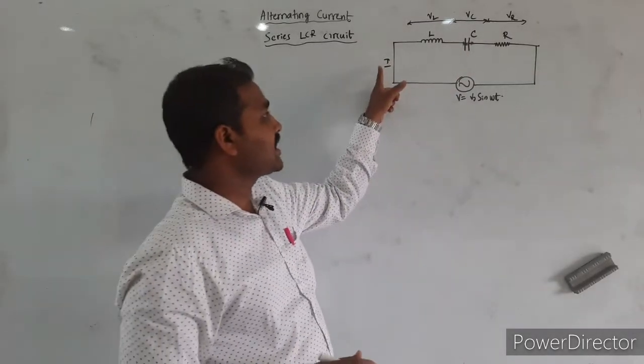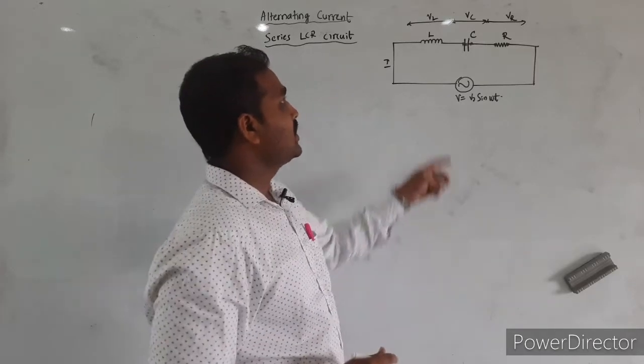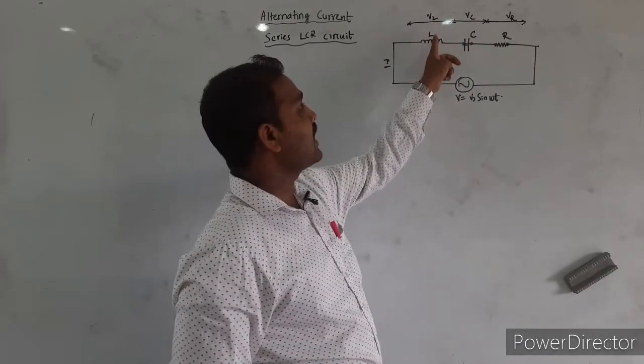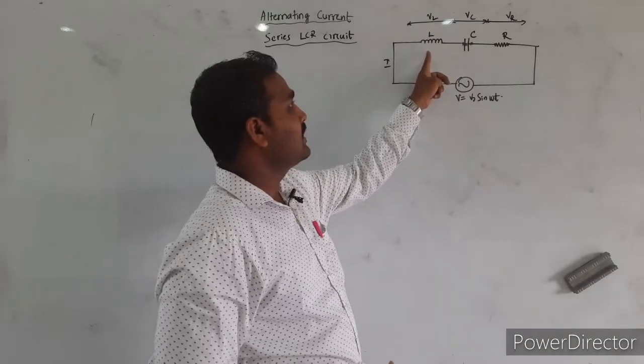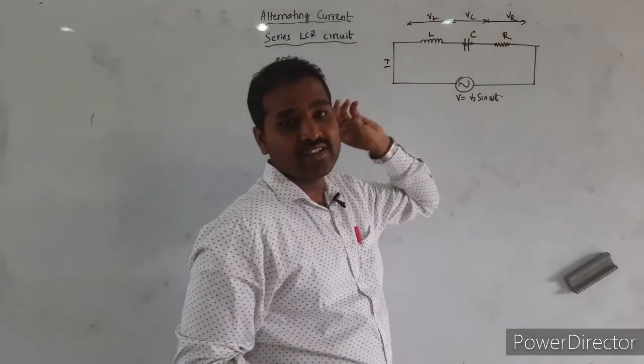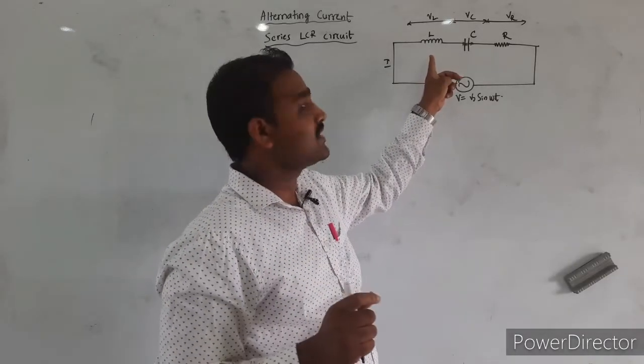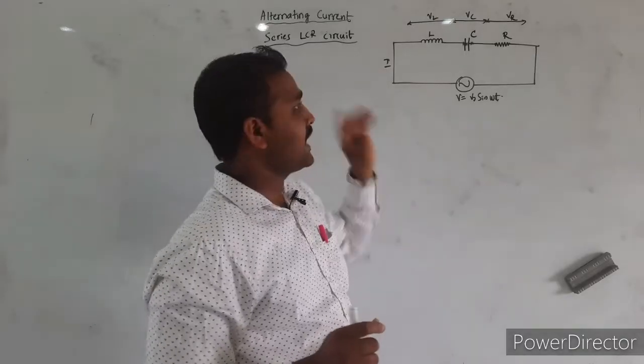Let that be represented by capital I. But whenever I consider the voltage across this inductor, the voltage across the capacitor and the voltage across the resistance, they will not be the same. They will be at different phase differences, different phase angles with respect to current.